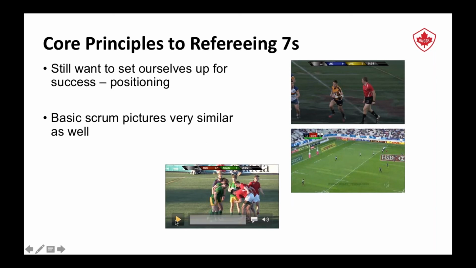Okay, here's another picture. Again, very similar to 15s is what we're looking at. So the previous clip that we just saw, the similarity isn't in the hooker, obviously, because the hooker can't necessarily leave the 15 scrum that way. But just in terms of that loose head separating from the hooker if that's what their angle is. And we see that here again as well.